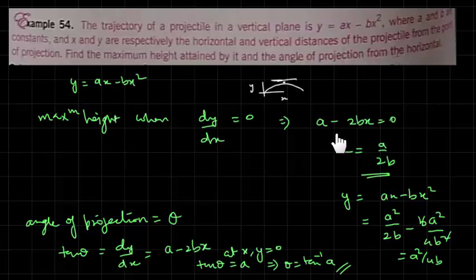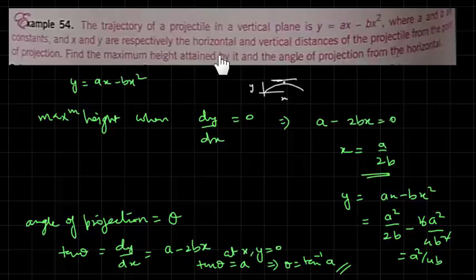So we will differentiate this, we will get a minus 2bx is equal to 0, which gives us x equal to a/2b. So at x equal to a/2b we have maximum height, and that height is, just replace the value of x here, you will get the value of y at that x. Solving this, you will get y is equal to a square by 4b.